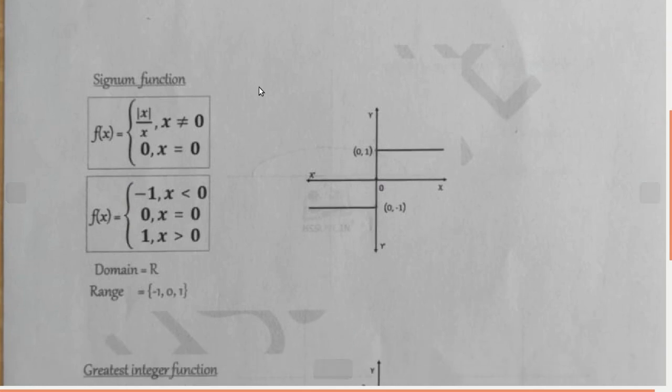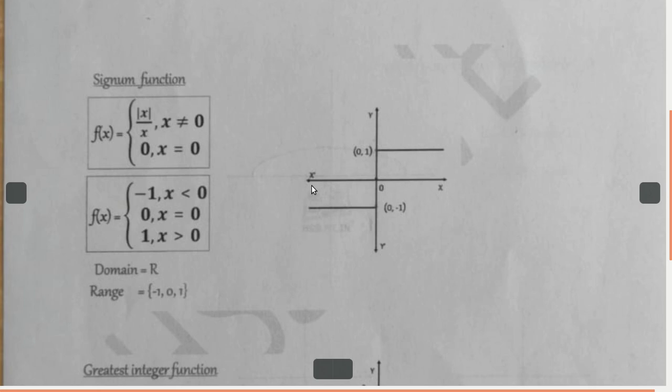Signum function: this function can be taken as either this or this. f of x equals minus 1, 0, 1. f of x will be minus 1 when x is less than 0, f of x equals 0 when x equals 0, and f of x equals 1 when x is greater than 0, or its simplified form is this one. So this is the graph of the signum function.